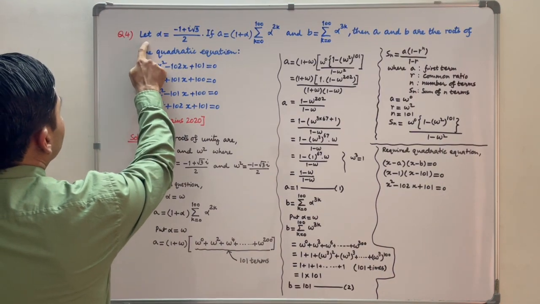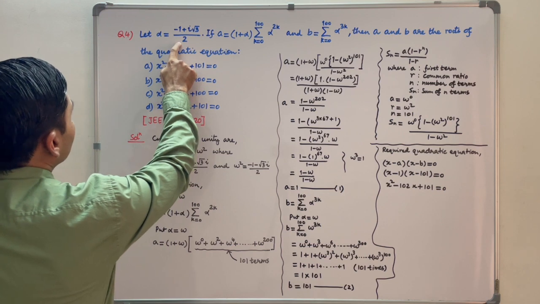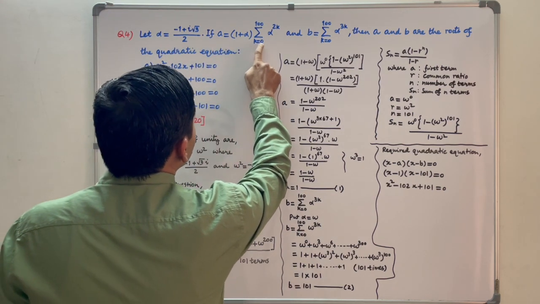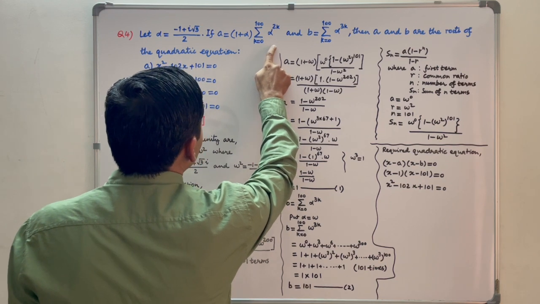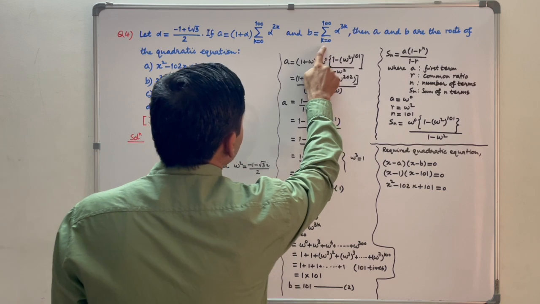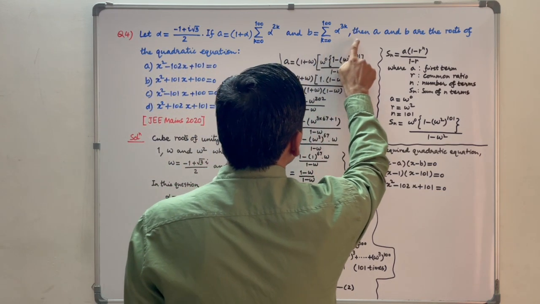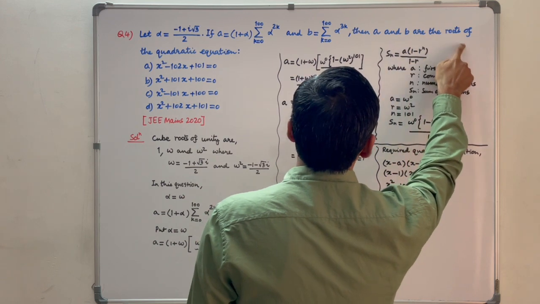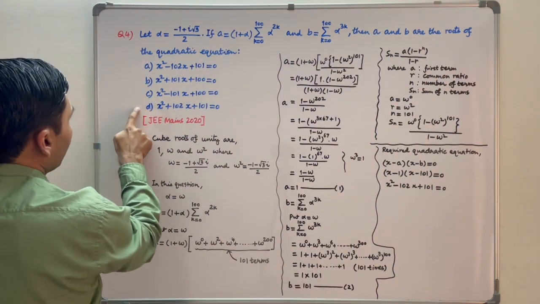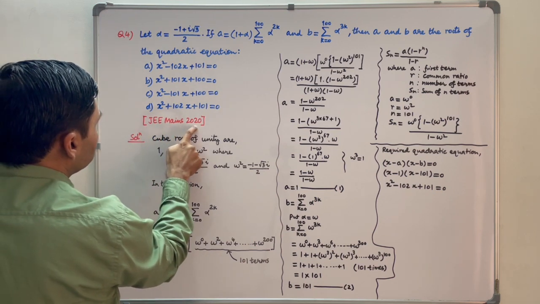Fourth question, let alpha is equal to minus 1 plus i root 3 by 2. If a is equal to (1 plus alpha) into summation of alpha to power 2k where k is 0 to 100, and b is equal to summation of alpha to power 3k where k is 0 to 100, then a and b are the roots of the quadratic equation. These are the options given. This question was asked in JEE Mains 2020.